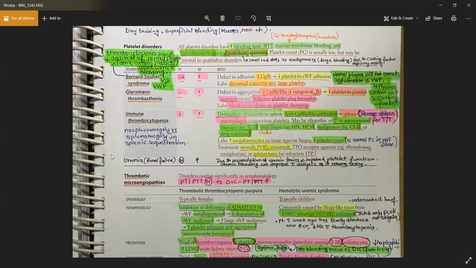Okay, it's just that the patient is having a loss of platelet function, and it is because of the toxin accumulation in the body seen in chronic kidney disease. Okay.